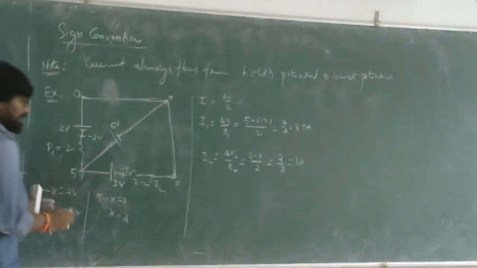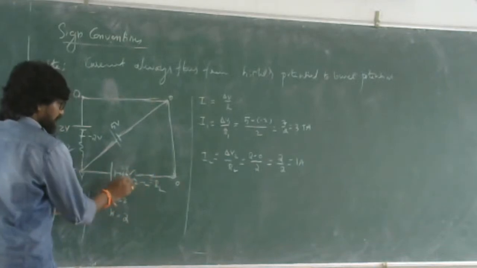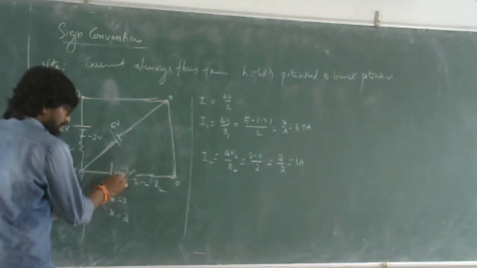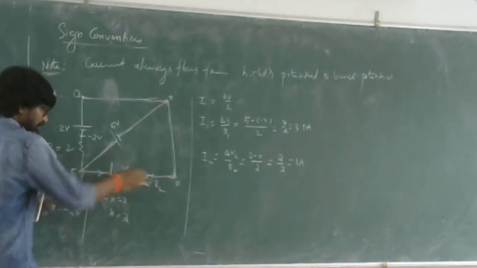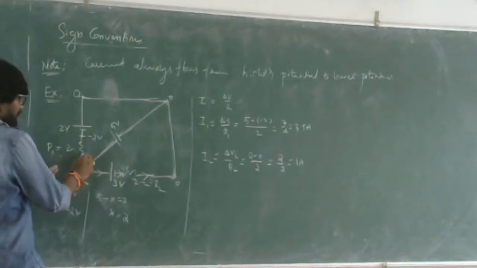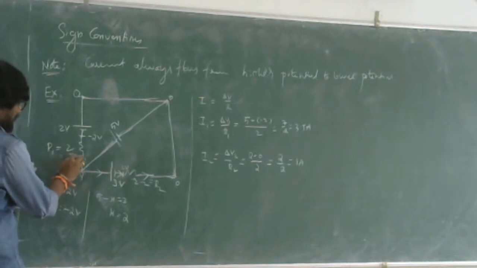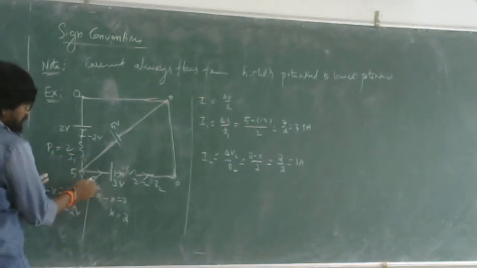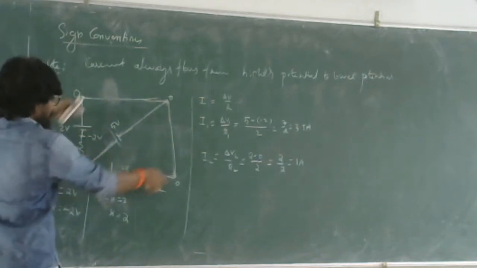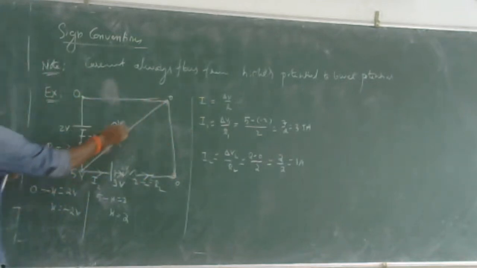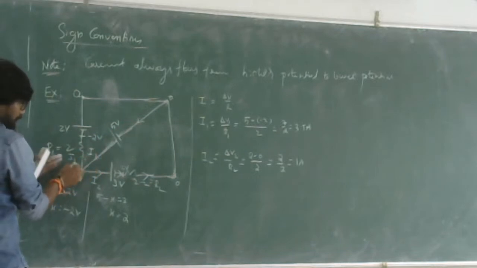It means current always flows from higher potential to lower potential. For the resistor, this is higher, this is lower, so current flows in this direction. Is it clear? Here also, this is higher, this is lower, so current is flowing in this direction. So this is your I1, this is your I2. These were coming here and combining and going on. It means this will be your I. This is your I. It is divided into I1 and I2.